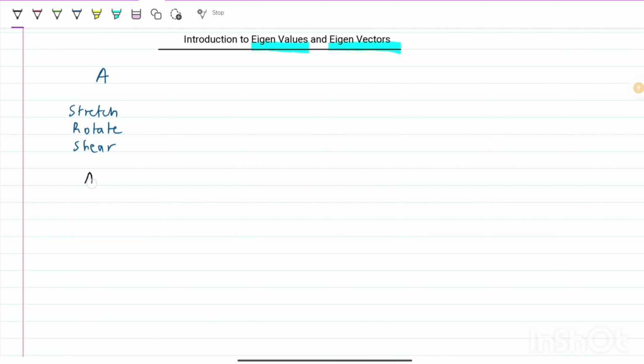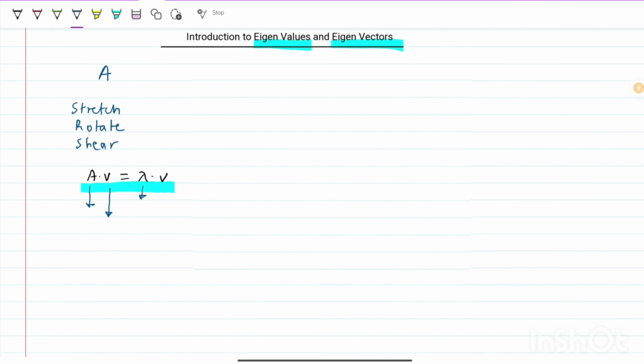Consider the equation A V = λ V. This equation is the heart of eigenvalues and eigenvectors. A is our matrix, V is the eigenvector and lambda is the eigenvalue. Notice how A times V results in just a scaled version of V. The direction remains the same.